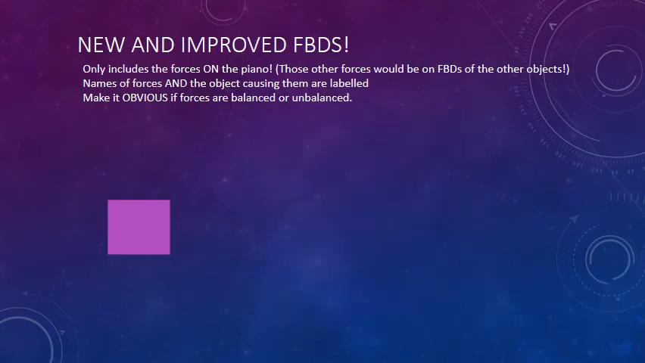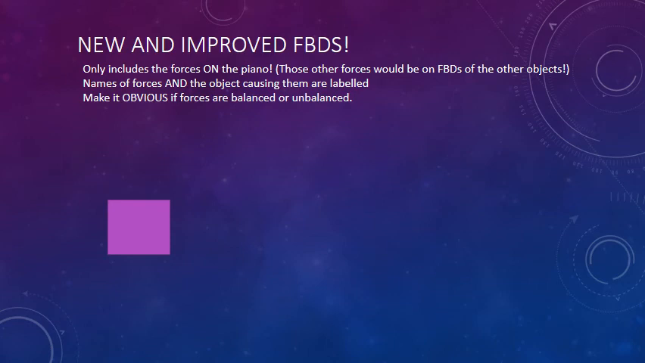So now that we have a better idea about forces, the specific forces and where they come from and what direction they're acting, we can start to draw some new and improved free body diagrams. The one thing that's important on the free body diagrams is to realize that you should only include the forces on the object. So if I'm drawing a free body diagram of the piano, I only want to put in there the forces on the piano.